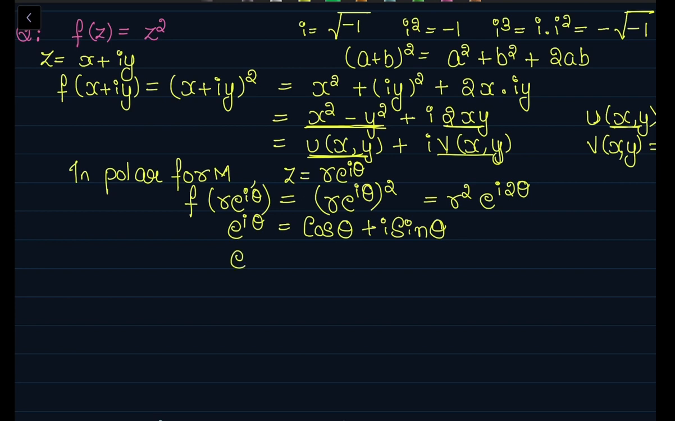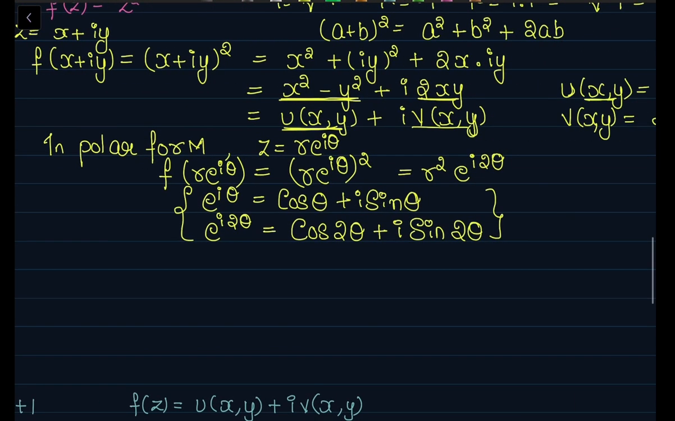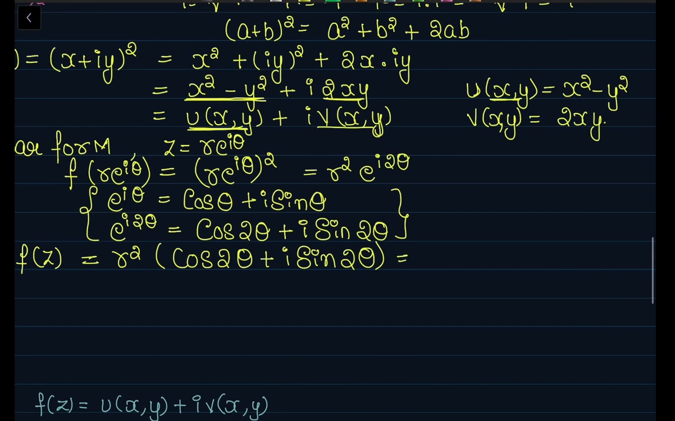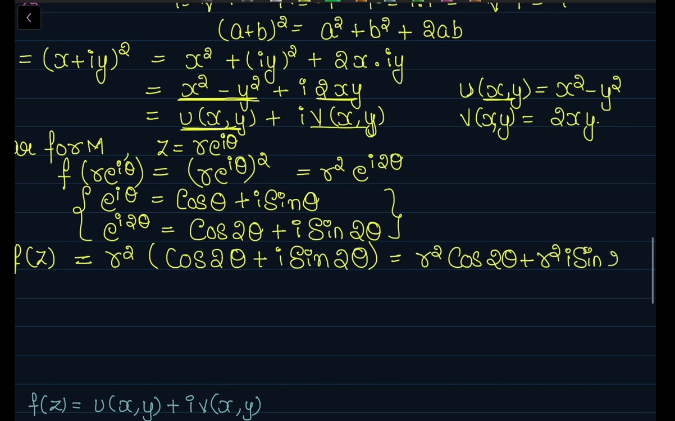What would be e raised to the power iota 2 theta? E raised to the power iota 2 theta means cos 2 theta plus iota sin 2 theta. Simple. So just put the value of e raised to the power iota 2 theta. So you will get f of z is equal to r square, cos 2 theta plus iota sin 2 theta. Just open the bracket. When you open the bracket, you will get r square cos 2 theta plus r square iota sin 2 theta.